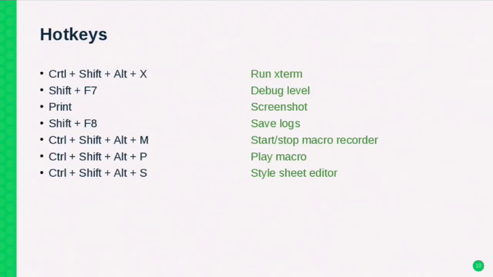Then we have the macro recorder, Control-Shift-Alt+M or +P. I will come to the macro recorder later on, but you can right now memorize the key combination. I will ask you later on, just as a quick test. And we have the style sheet editor, Control-Shift-Alt+S, and that's about theming support. Are there any questions about the hotkeys so far?